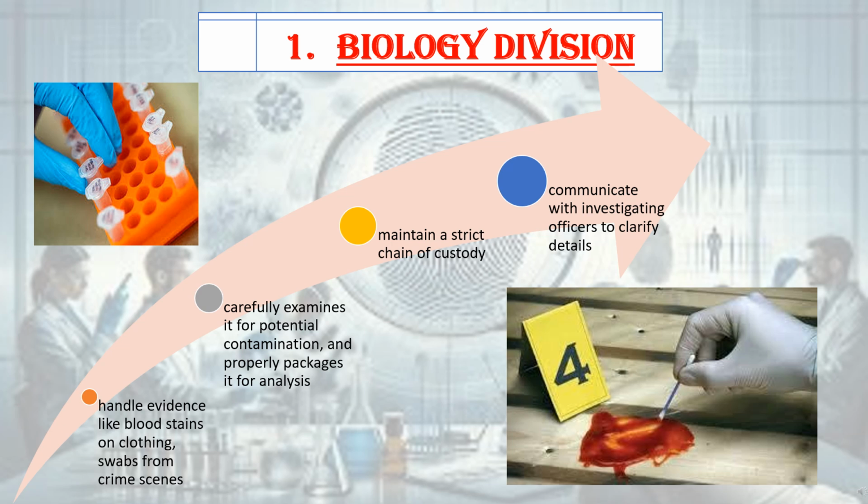Its main function is to extract DNA from the biological evidence and perform DNA profiling to compare against known samples, like a suspect's DNA. This division is crucial for cases involving sexual assault, homicide, robbery, and other crimes where biological evidence may be present.